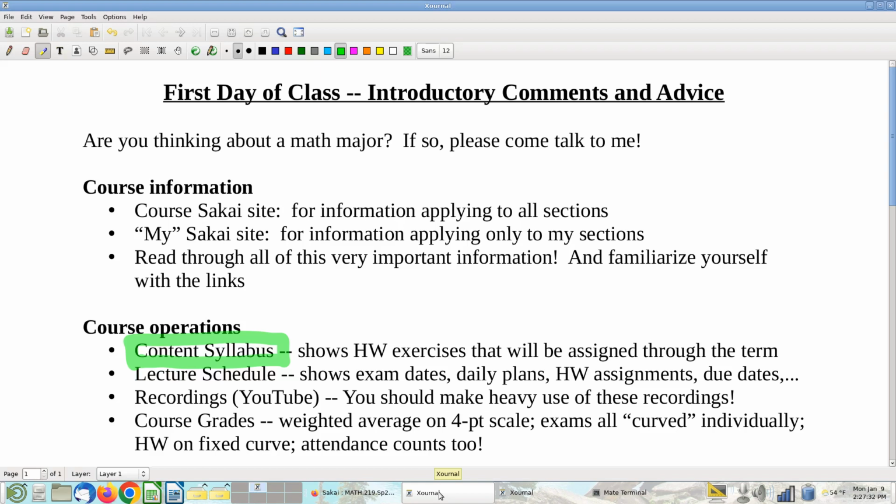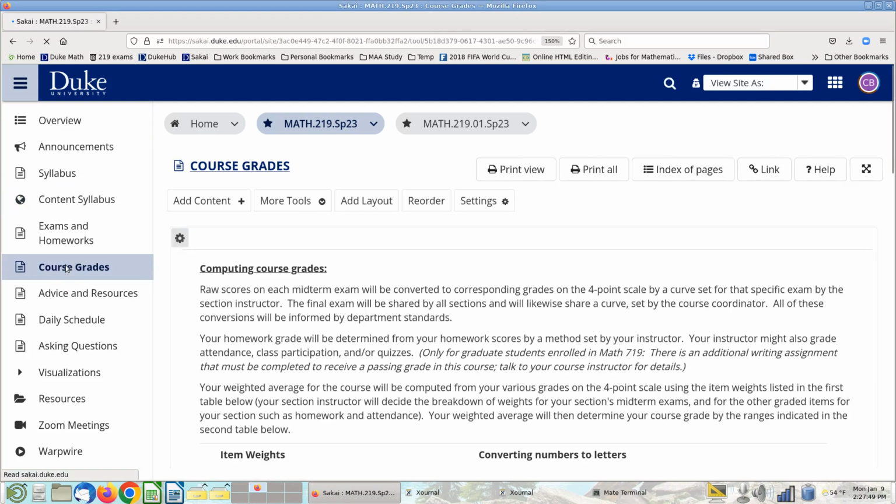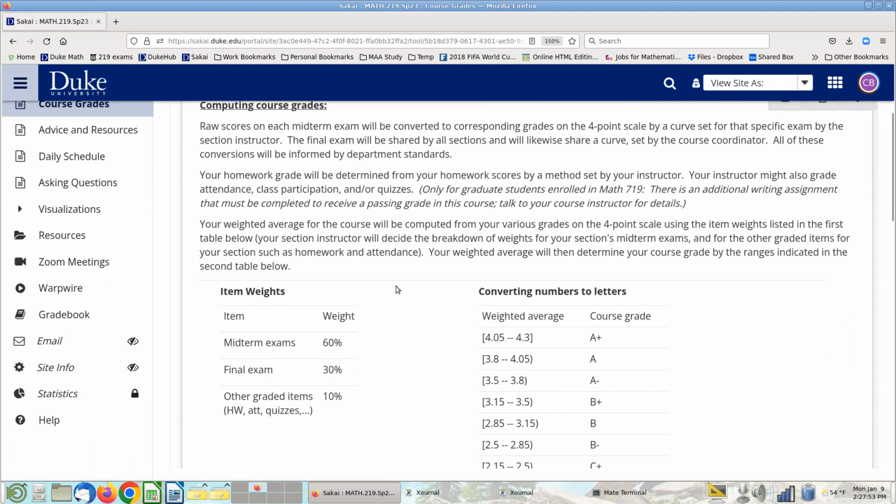Going back now to my outline, I'm going to skip down here to the section called course grades, because that also is on this same course Sakai site. Course grades. Very important topic, of course. Want to make sure that everybody understands how grades are going to be computed in this course.